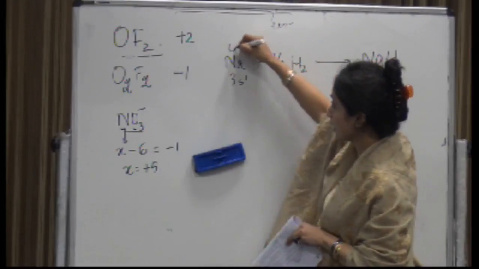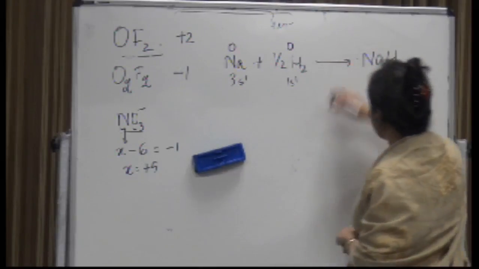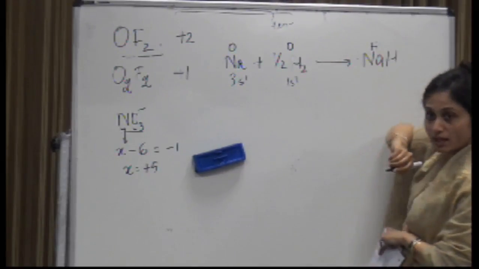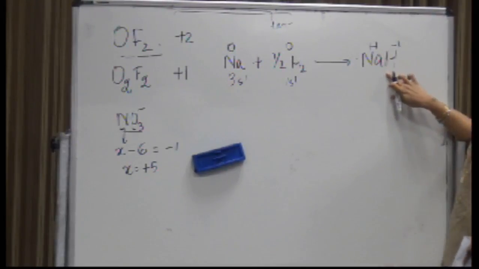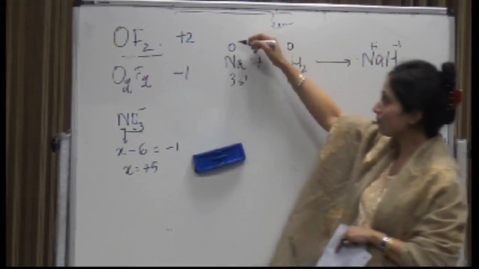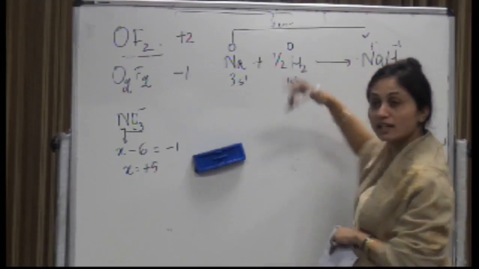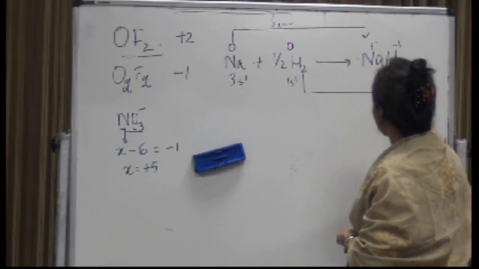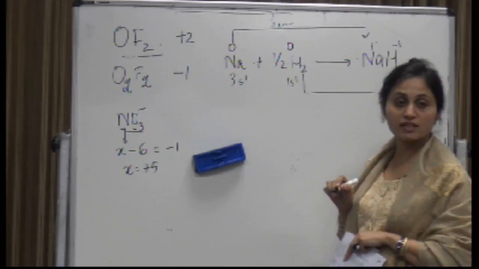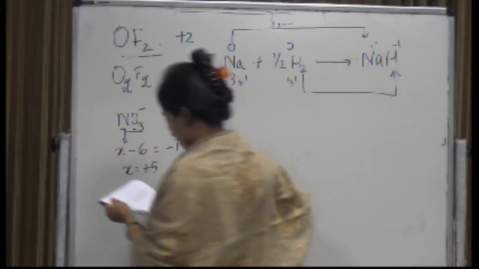Because here the oxidation number is 0, here the oxidation number is 0. Now here it is giving 1 electron, so +1, and it has taken up 1 electron, so it is -1. And moreover, in metallic hydrides, your hydrogen will always have an oxidation number of -1. So from 0 to +1 means increase in oxidation number, so Na is getting oxidized. 0 to -1 for hydrogen, so that means hydrogen is getting reduced. Got the point? Now let us take up some examples.